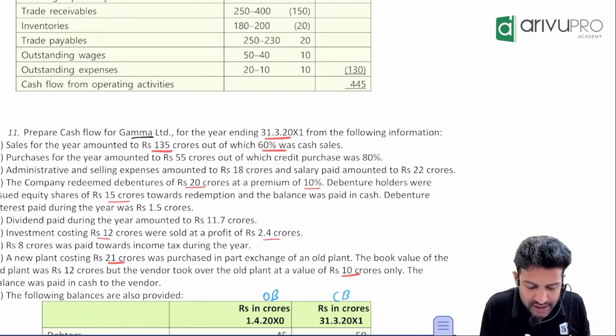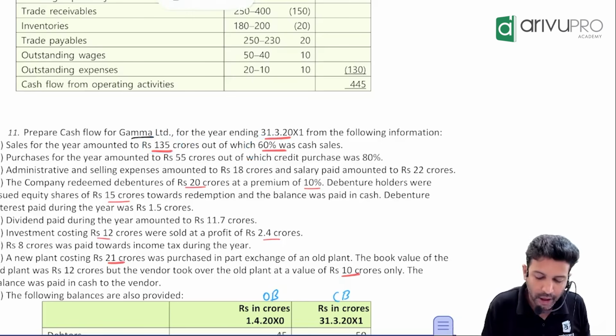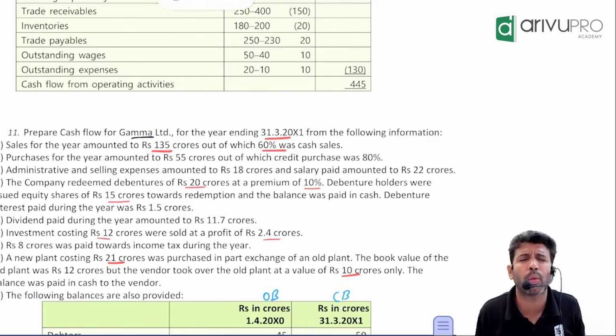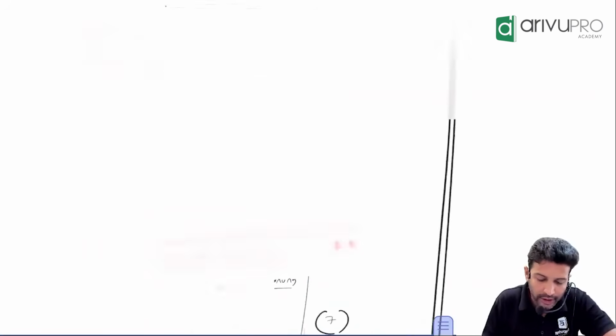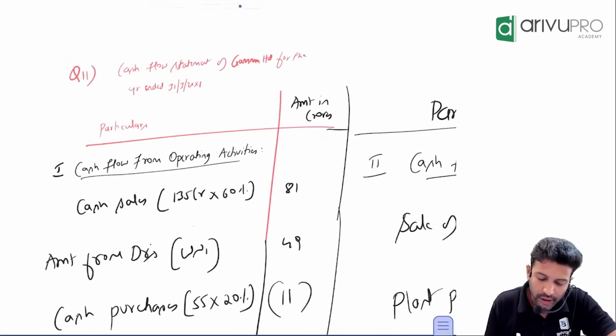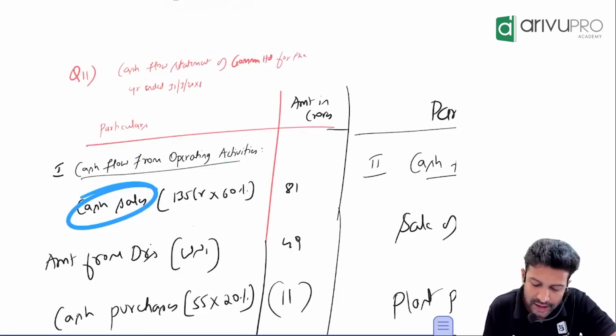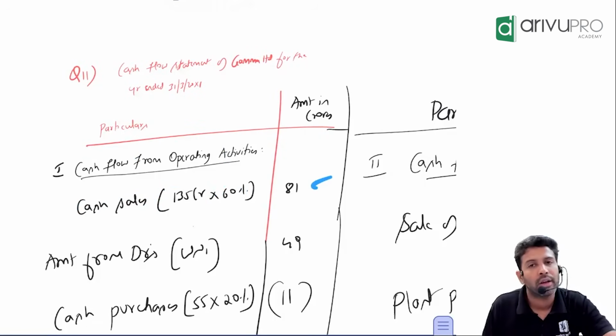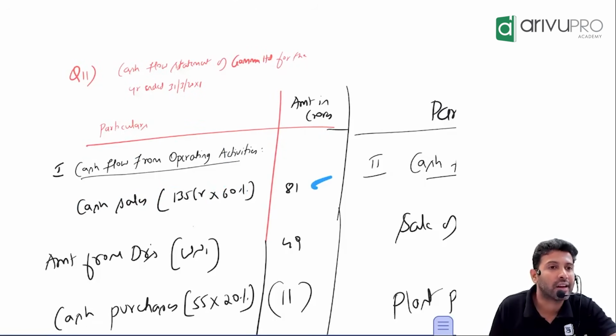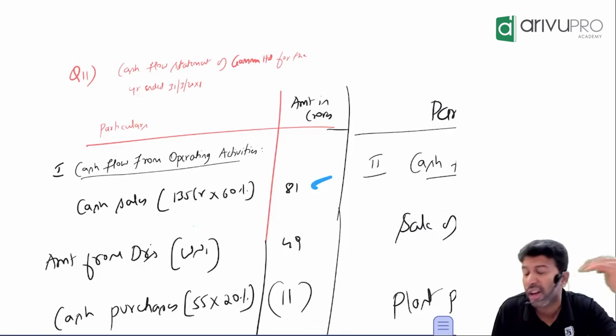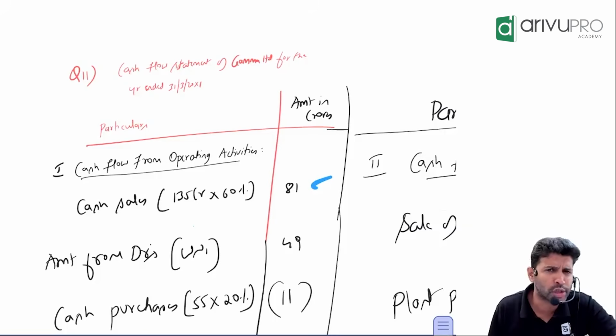One by one. All right. How much is cash sales, sir? 135 into 60%. What activity is cash sales? Operating activities. Under operating activity, you will write cash flow from operating activity, and cash sales 60%, which is 81 lakhs. Clear? If 60% is cash sale, 40% is credit sale. Calculate credit sales. 135 lakh of 40%. How much? 54.